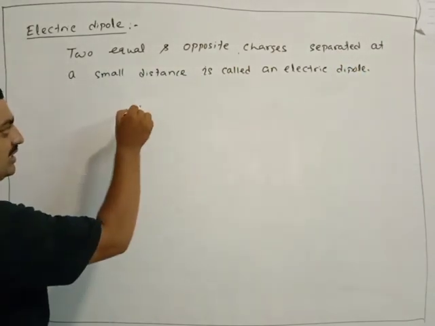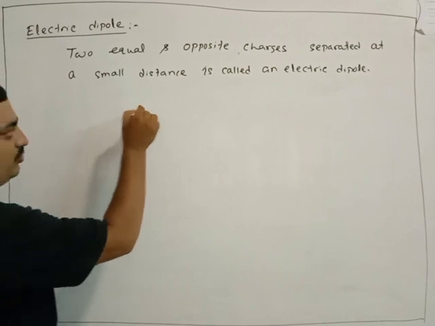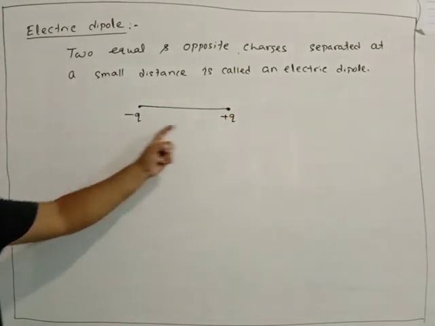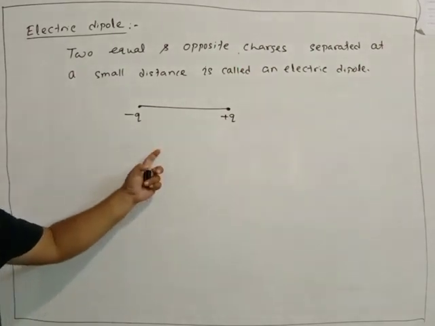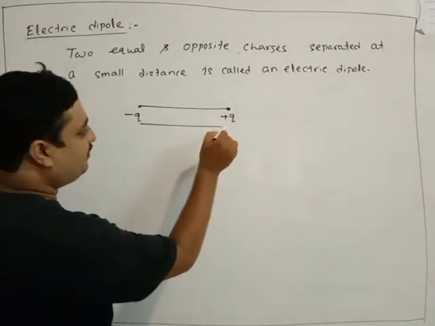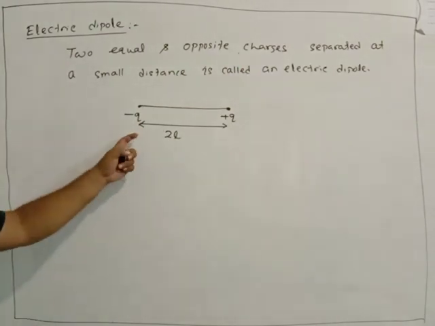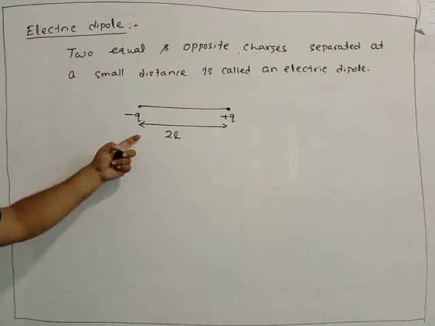So suppose there are two charges, minus q and plus q. Both are equal and opposite charges. They are separated at a very small distance 2l. This is called electric dipole.